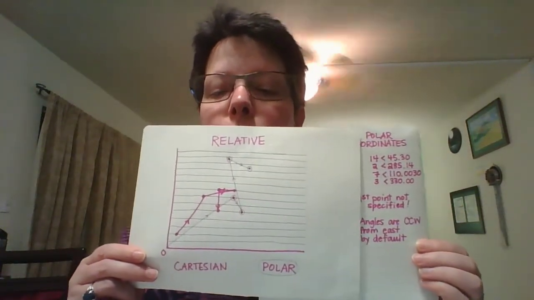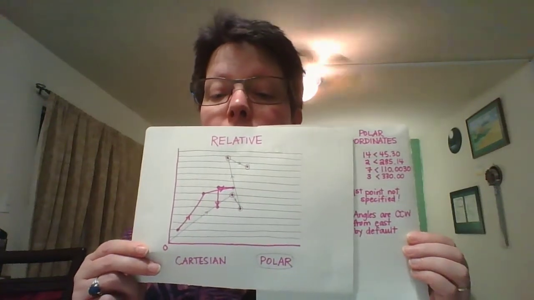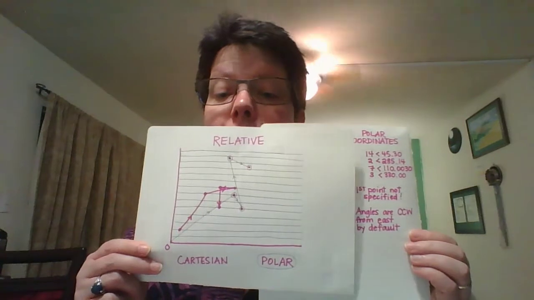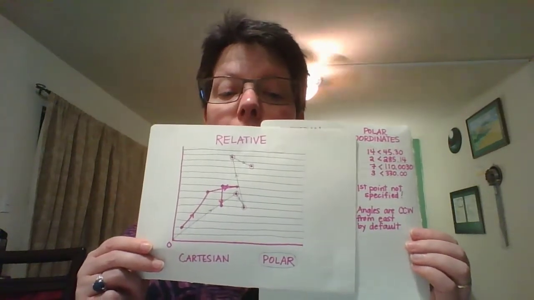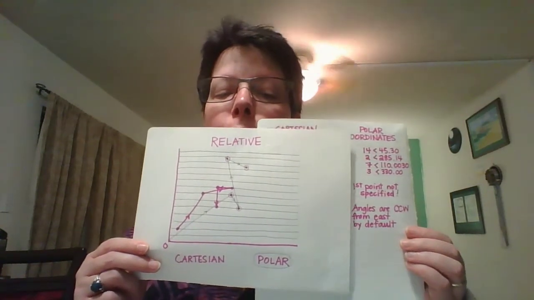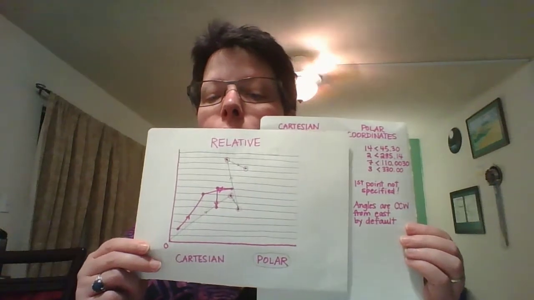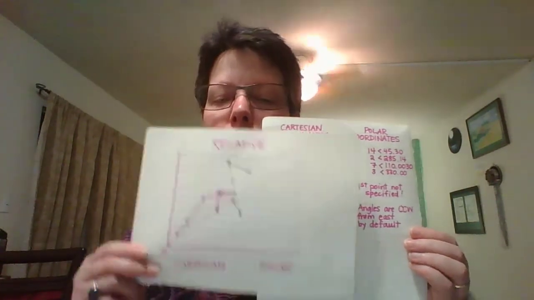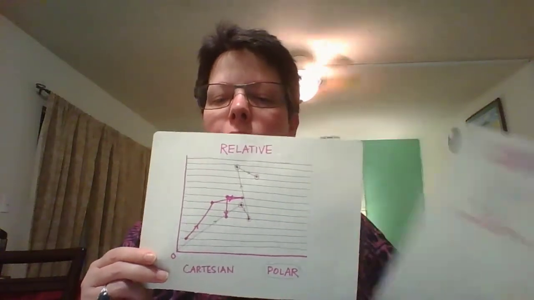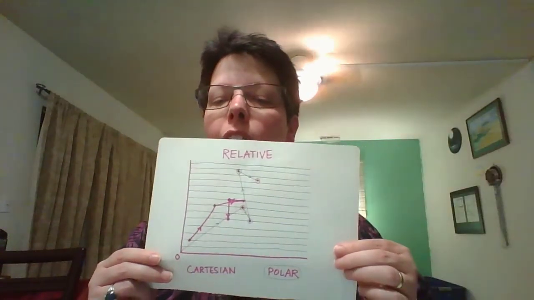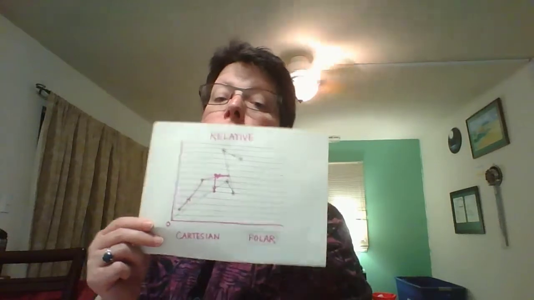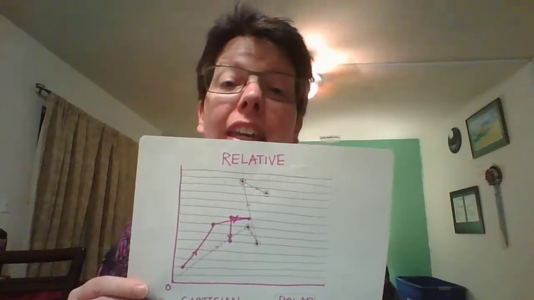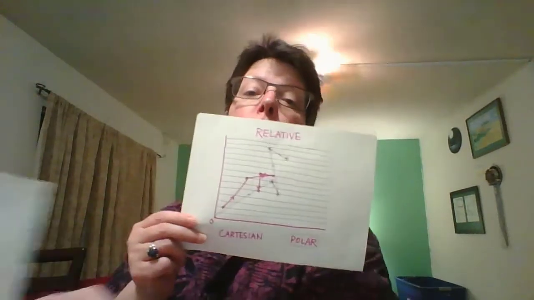So the first one is a line from origin to the first point. It is 14 units long at an angle of approximately 45.5 degrees. Now, I did not use a protractor, so please forgive me. So this is relative. Now let's take a look at how that looks in absolute terms. So that absolute means that everything is computed from origin itself.